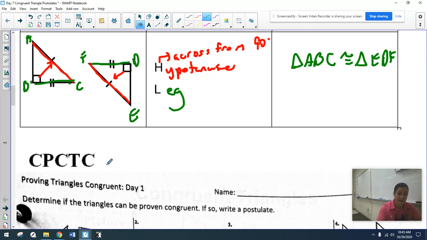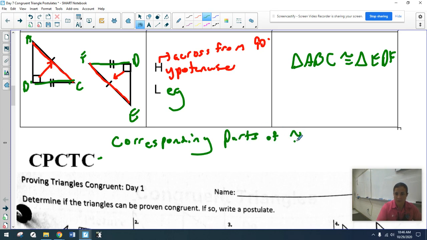Okay. The last thing you're going to see here is CPCTC, which, say that 3 times fast. Go ahead. So this is what all the letters stand for. It's called corresponding parts of congruent triangles. And I'm going to use symbolism here. If you don't like it, write it out. So corresponding parts of congruent triangles are congruent. That's what all those letters stand for. Okay, so C, P, C, T, C. Okay, that's what that stands for.